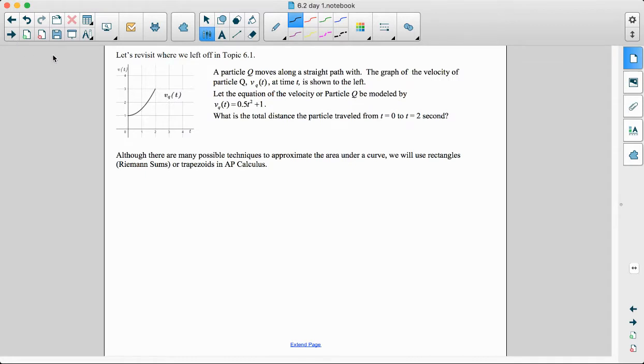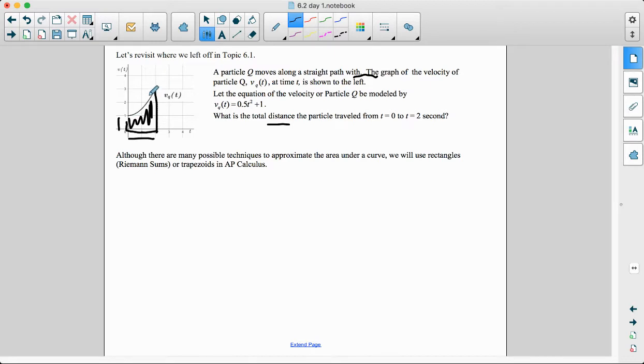So what we left off yesterday, or last time, was that we had a particle moving along a straight path. The graph here, there's another typo: particle Q moves along a straight path with the graph of the velocity at time t. So there shouldn't be an end of a sentence there, shown to the left. And remember that to find the position or total distance that the particle traveled, we want the area under this curve because we want to multiply time times rate. Remember, rate is velocity. So distance would equal rate times time. And that's basically finding the area under this curve down to the x-axis.